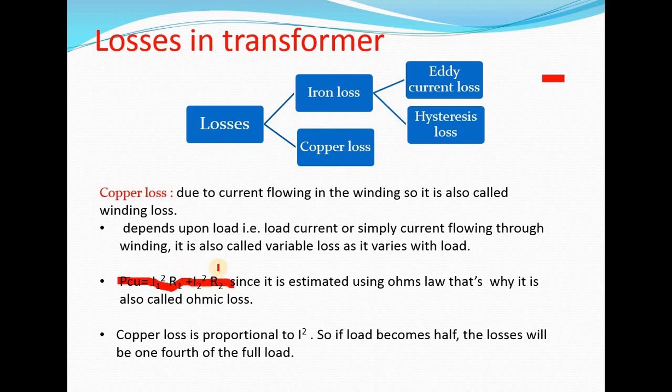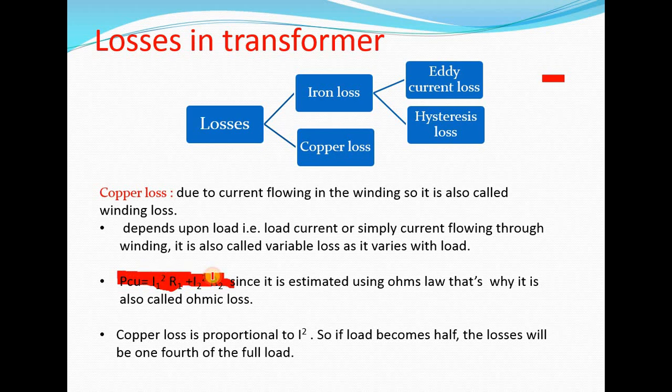So this is also called the ohmic losses, and it occurs in the windings of the transformer, meaning the primary winding and the secondary winding both. That's why it is given as I1 square R1 due to the primary winding, plus I2 square into R2. And it depends upon this current. Current means load. It depends upon the load of the transformer.